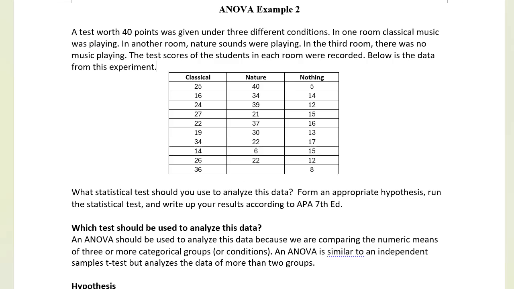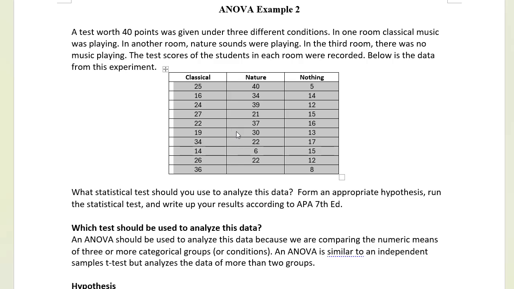We are doing an ANOVA with this data, similar to what we did the first time, and that's because we have one categorical variable, but that one categorical variable has 3 or more groups. If it only had 2 groups, it would be an independent samples t-test. But because we've got 3 or more groups, and then we have one numeric variable, and the numeric variable is test scores, that is why it's an ANOVA.